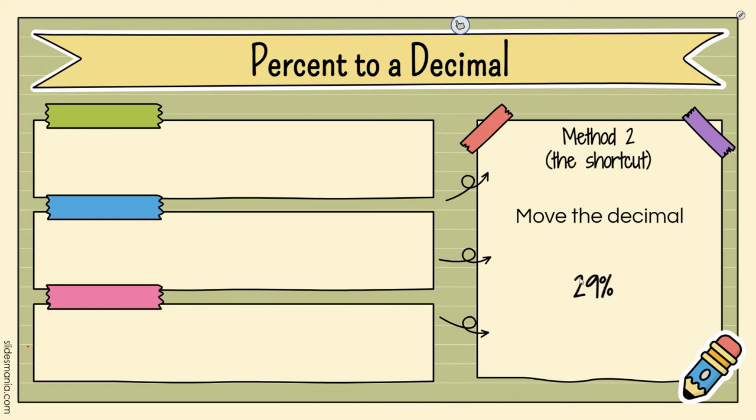So here's our example of 29%. And I want to convert 29% into a decimal. So the first step is to remove the percent sign. So we're just going to write the number 29.